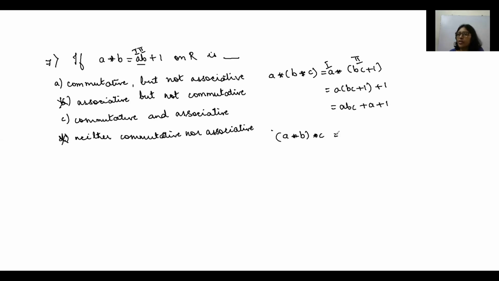What if we shifted our brackets? So this is A star B, which we can write from the question. And then we can use the first term and second term method, that is first term into second term plus 1. So that makes it ABC plus C plus 1. So that means it's not associative. It is commutative, but not associative.